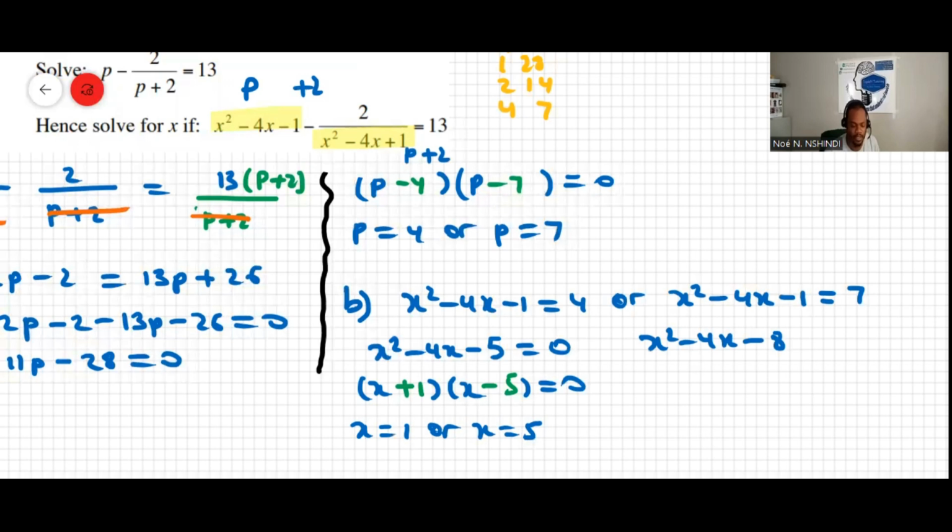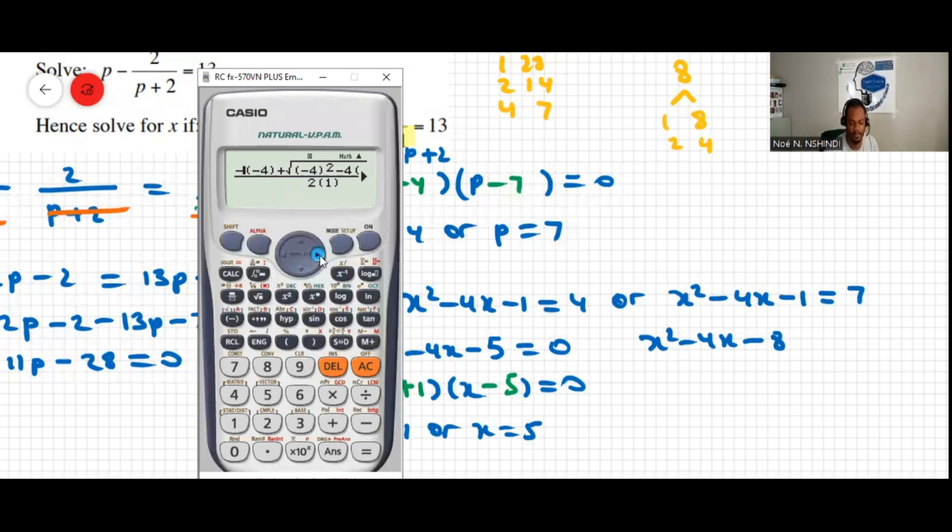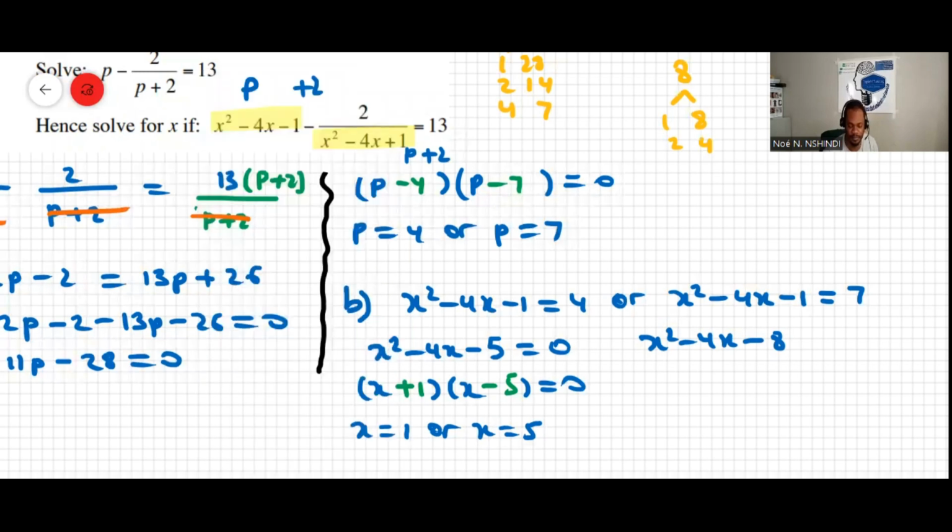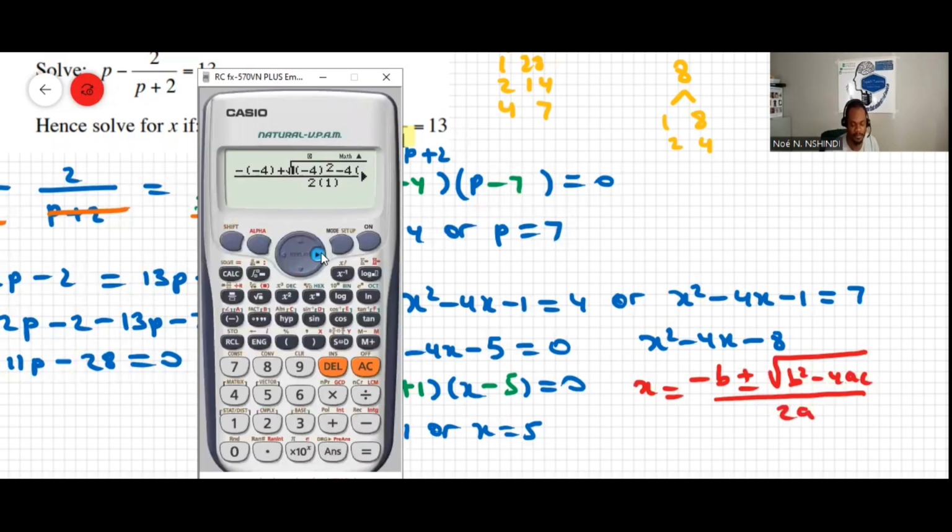And then factors of 8 are 1 and 8, 2 and 4. So with factors of 8, we cannot really make a sum which is equal to -4. So over here, this is a prime equation, we need to apply the quadratic formula. The quadratic formula is given by x is equal to minus b plus minus square root of b squared minus 4ac all over 2a, okay? So this will make b squared minus 4ac. C is -8 over 2a. So we press there and then we press SD.